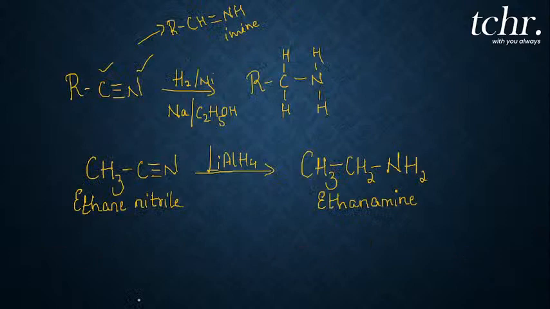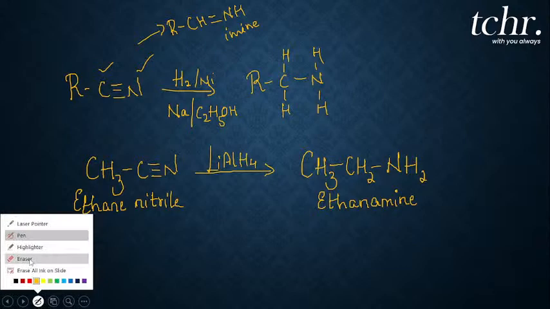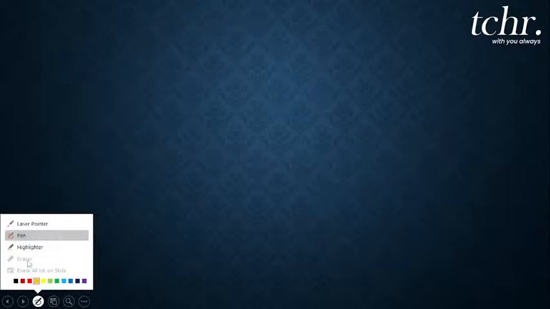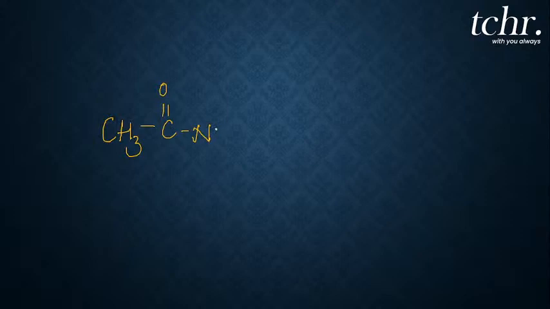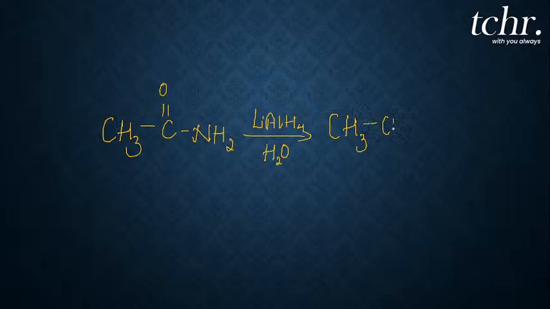For example, now in the exam, most of the time this will be asked as a predict-the-product type of question. So any nitrile group you can take, any example will be given. For example, you can take ethanamide, CH3 C double bond O NH2. What happens when ethanamide is treated with lithium aluminium hydride, which is a strong reducing agent, in aqueous medium? Immediately, convert the carbonyl group, reduce it to a CH2 group, and you will get CH3 CH2 NH2.